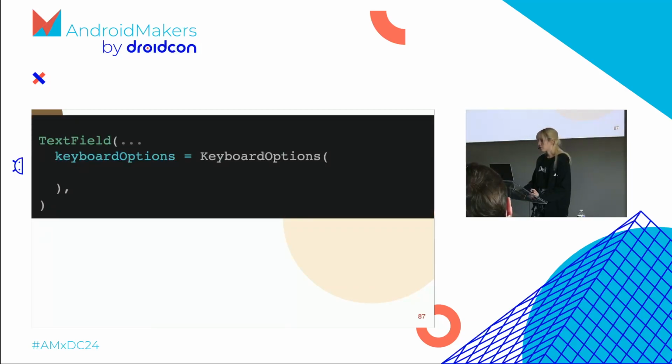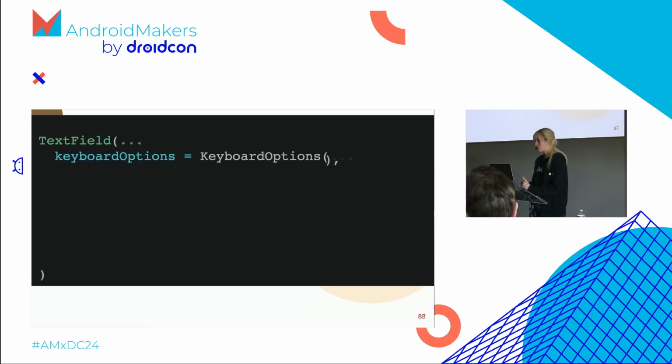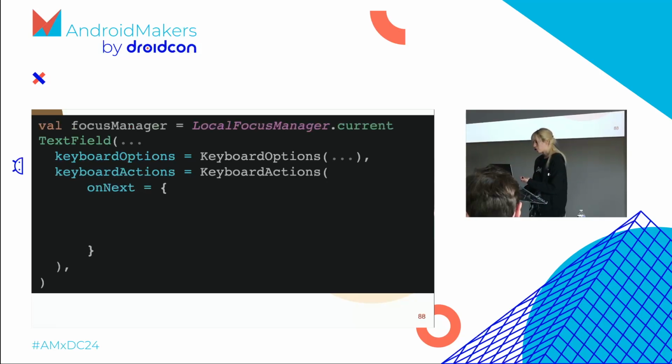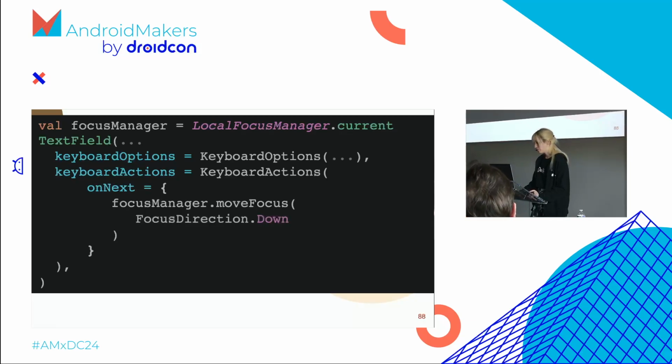So here we have a text field. We assign the next action to the enter button so that you can actually listen to the next action in the keyboard actions. And then when the enter button is pressed, it will now call the focus manager move method so that we can tell the focus to go down, so that hopefully there is a text field over there where the focus can go.